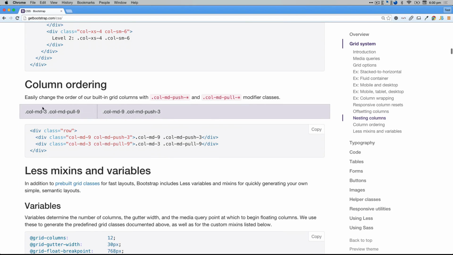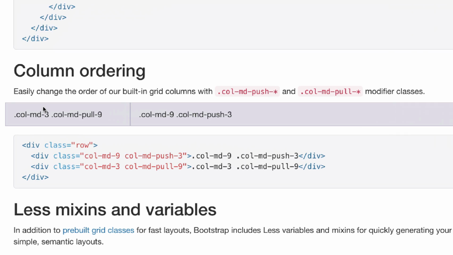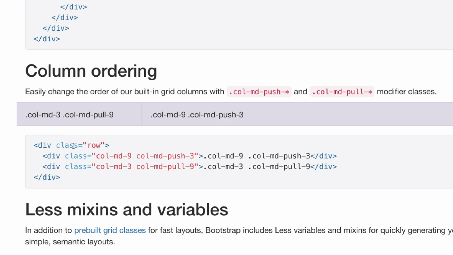Column ordering is probably not something that you're going to need to use that much, but essentially what it allows you to do is, the default order of the columns is the order that the column is written in the code. If you want to reverse that, you can use these push and pull classes in order to flip that around.